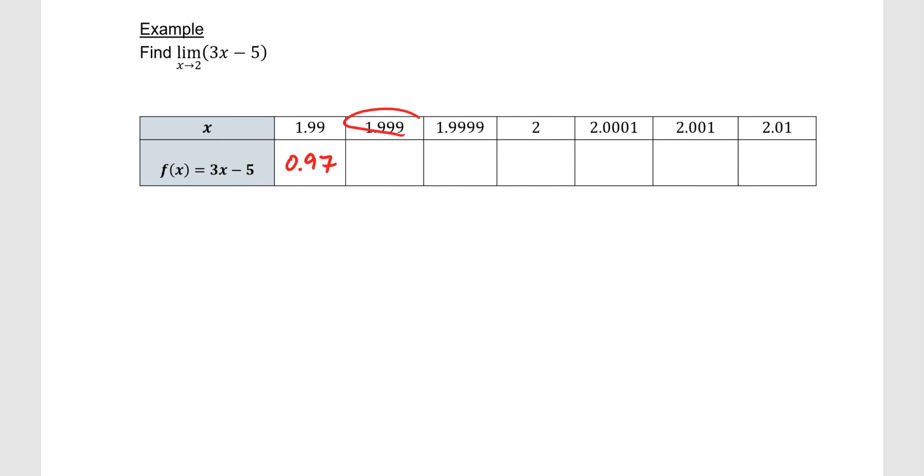And next, let's evaluate f of 1.999. Plug that in the function, we get 0.997. Lastly, for the one to the left, plug in 1.9999, and we get 0.9997.